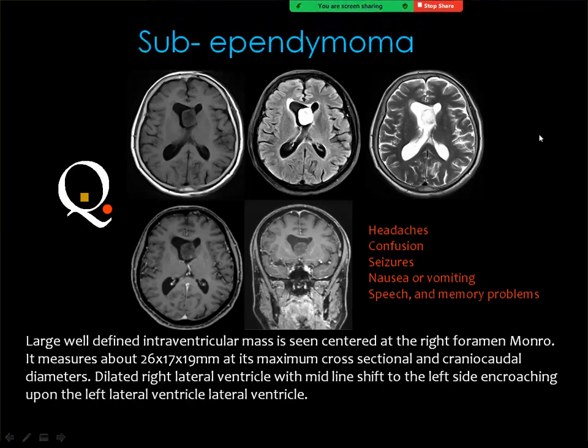Okay, the answer is subependymoma, and this is a tumor that occurs inside the ventricle. Characteristically, it does not enhance in about 60% of the cases, and this is the only way to spot this lesion.